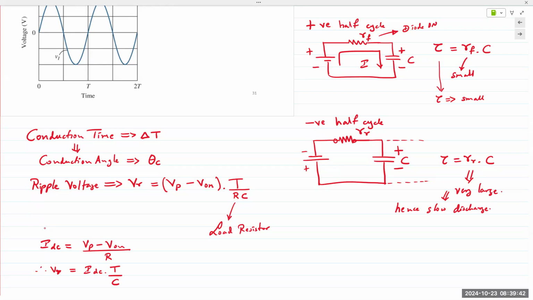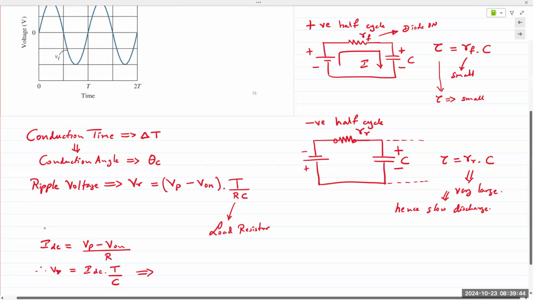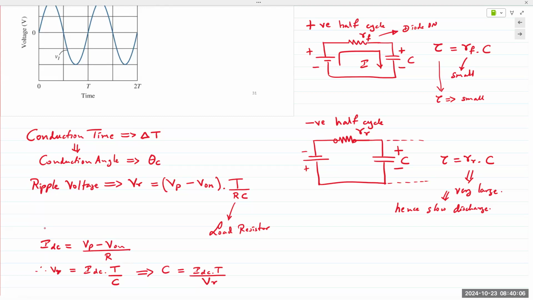And then we can rearrange the terms, and we can also write the capacitor value in terms of the desired current and the desired ripple voltage. So you choose the current for the application, and then you can calculate how much your ripple voltage would be. Or if you want your ripple voltage to be a certain level, you can calculate your capacitor from that value.